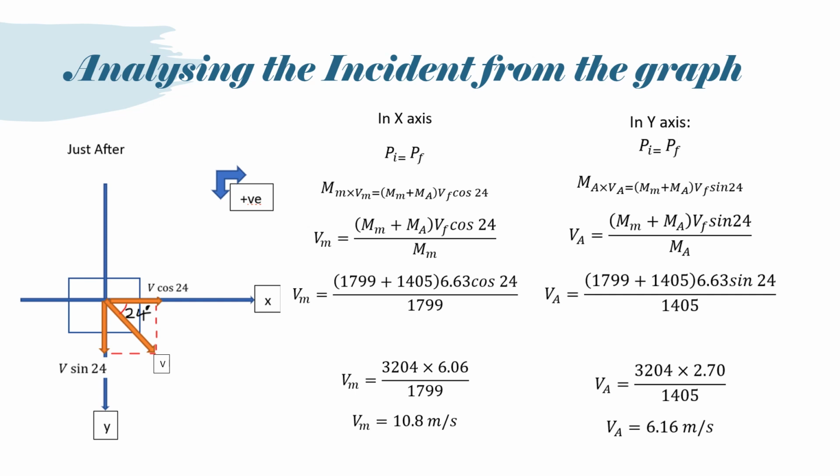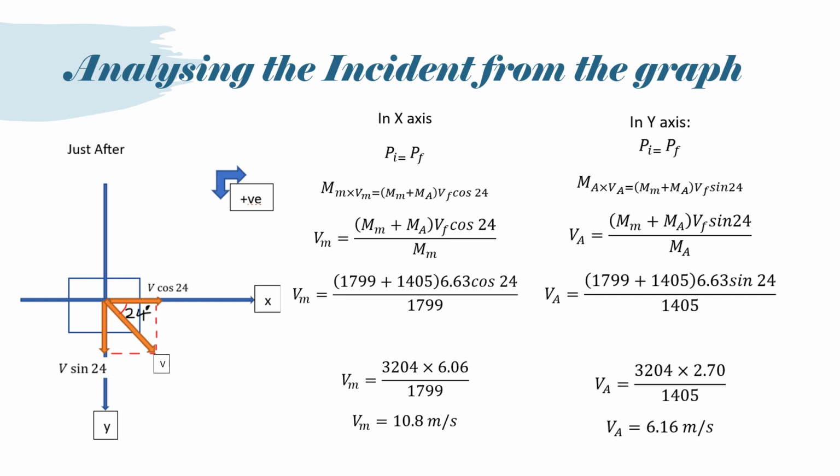Let's go to the y-axis now. In y-axis we can do the same. As the conservation of momentum law says, initial momentum is equal to final momentum. Our initial momentum in y-axis is mass of Audi times its velocity, which is equal to final momentum. Final momentum, we have same mass of two objects, and the final velocity sine 24. We use sine because it is in the y-axis.